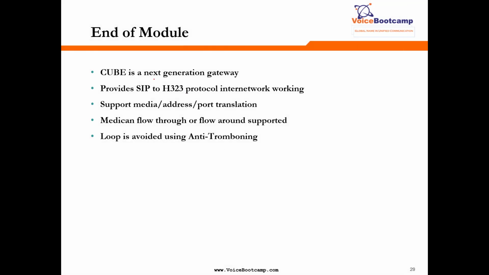All right, so CUBE is the next generation gateway. It provides SIP to H.323 protocol internetworking, and supports media address port translation to hide the internal network. Media can flow through or flow around depending on the situation you need. At any time you're connecting to an enterprise outside, always use media flow through. Loops can be avoided using anti-tromboning. So that's pretty much it for the overview about the CUBE protocol. There will be more discussion of CUBE in a further chapter. Thank you for watching this video, and I will see you in the next video.